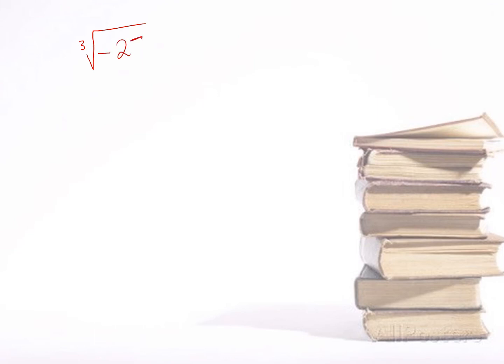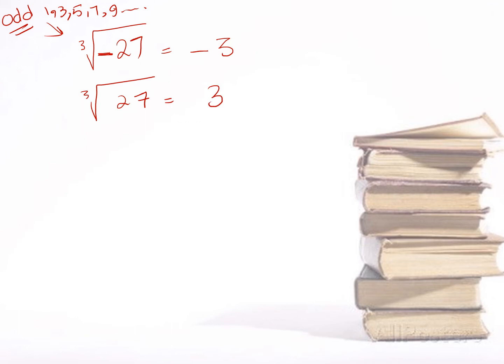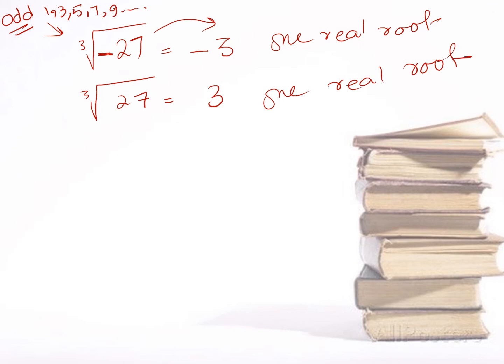For example, negative 27. For an odd number, you know already that if the index is odd, that means 1, 3, 5, 7, 9 and so on, if the radicand is with the negative sign, your answer will be with a negative sign. And if the radicand is positive, then your answer will be positive. Which means, having the odd index, you will have only one real root. In both cases, one real root. If the radicand is positive, you will have a positive real root. And if the radicand is negative, you will have a negative real root.